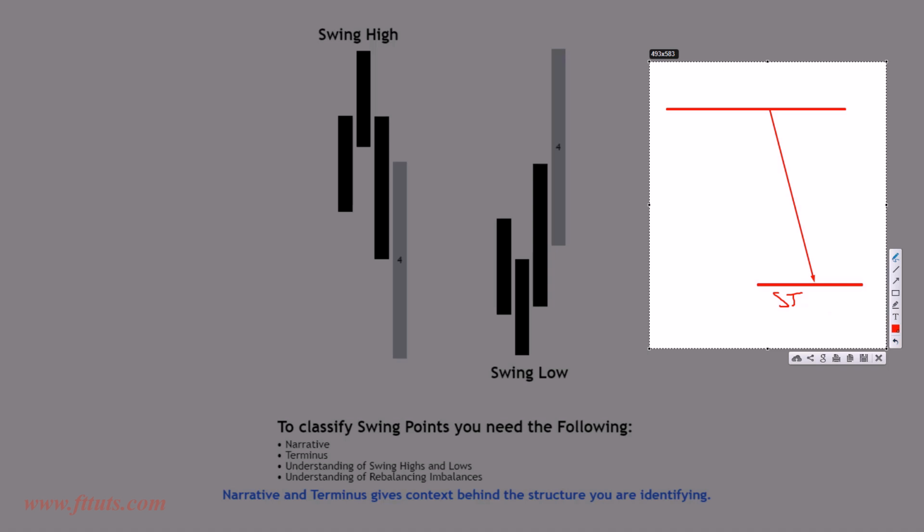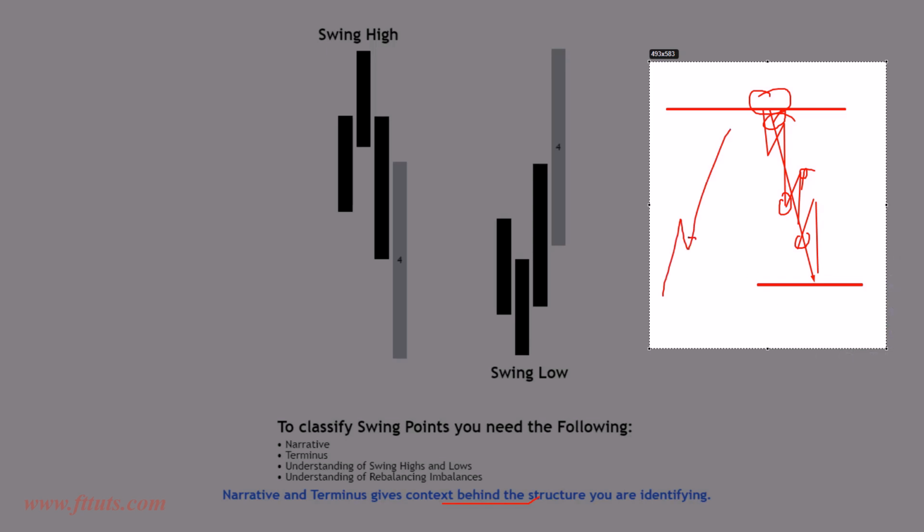Once you have that, you can start classifying all these little peaks and troughs towards that point. And you can label this one as a long-term high, intermediate-term high, long-term low, and so on, right? So you could start classifying swing points more clearly. The structure of price, you can classify it with narrative and terminus. Otherwise, you're just taking a shot in the dark.